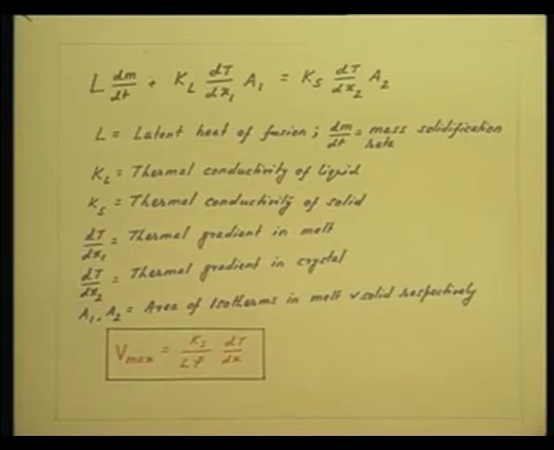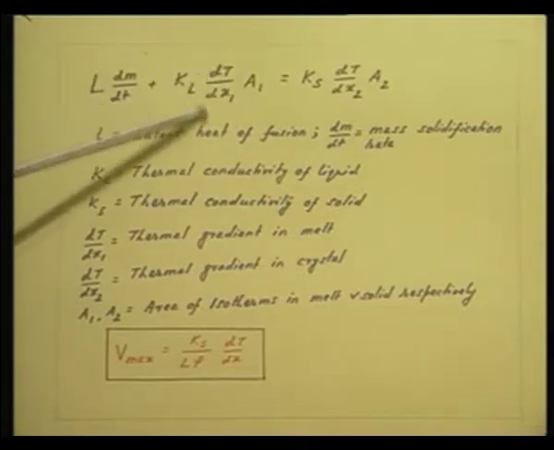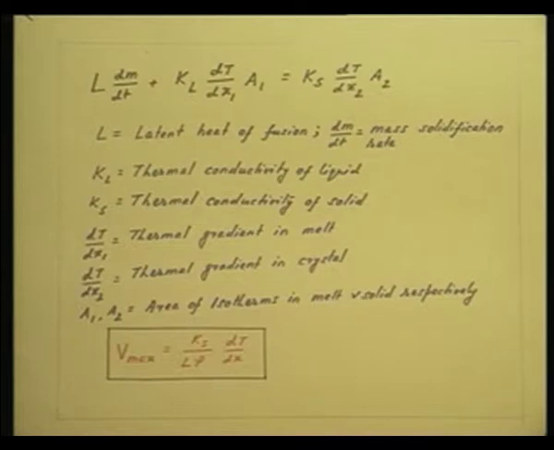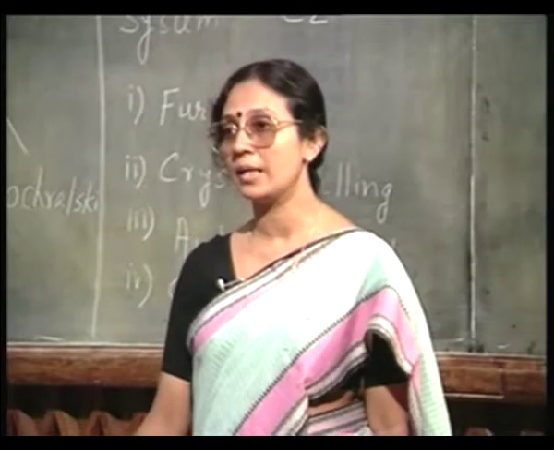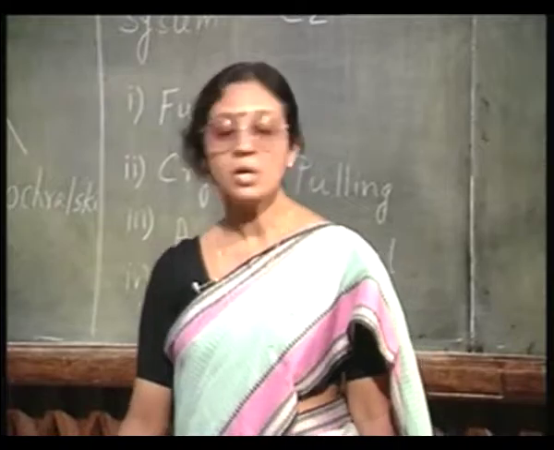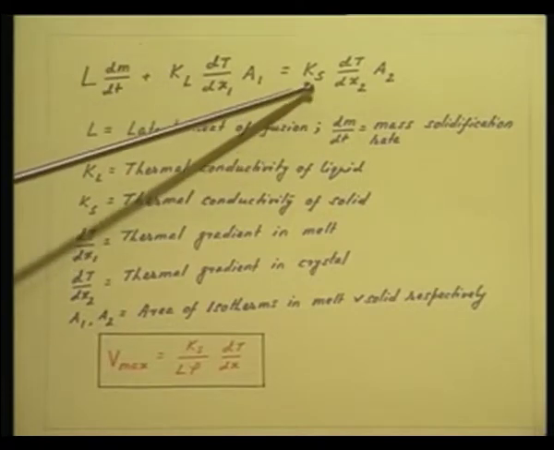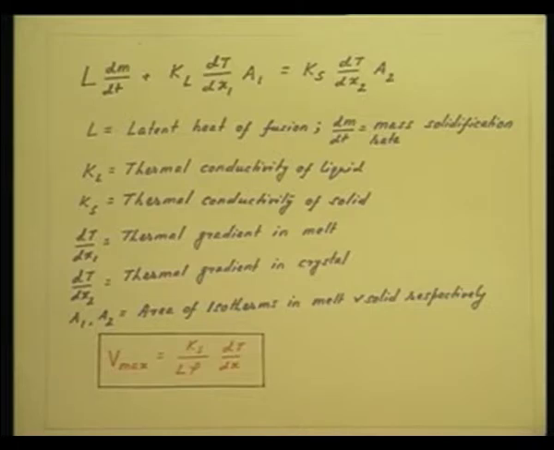Now, from this equation you can very easily see that if I assume that the thermal gradient in the melt is 0, that is the entire melt is at a constant temperature, maintained at the melting point, so if dT/dx1 can be made equal to 0, then L dm/dt is going to be equal to K_s dT/dx2 times A.